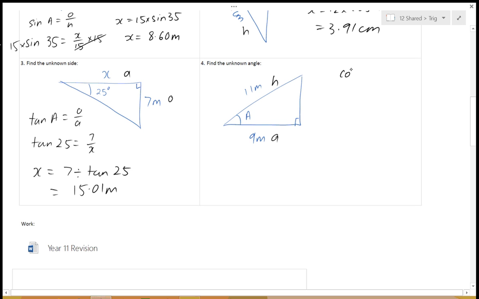Okay, last one, we've got hypotenuse and adjacent. So we're using cos. So cos A equals adjacent over hypotenuse. This one, we're looking for the angle, so we leave the angle in the formula. We don't put a number in. We write in the numbers that it's equal to, which is 9 over 11.